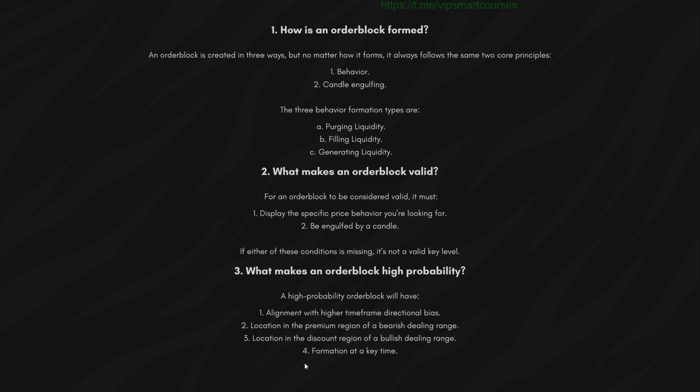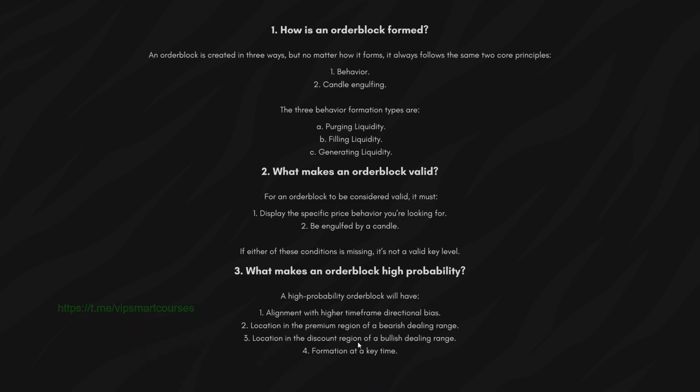Now, the fifth factor that I should have written here, or the fifth quality, is that a high probability order block gets reacted to or gets tested at a key time. So if you have an order block on the 4 hour and price reacts to it at a key time like the 3 a.m. key time or 6 a.m. or 9 a.m., that also adds more probability to the order block working out, which makes it a high probability order block.